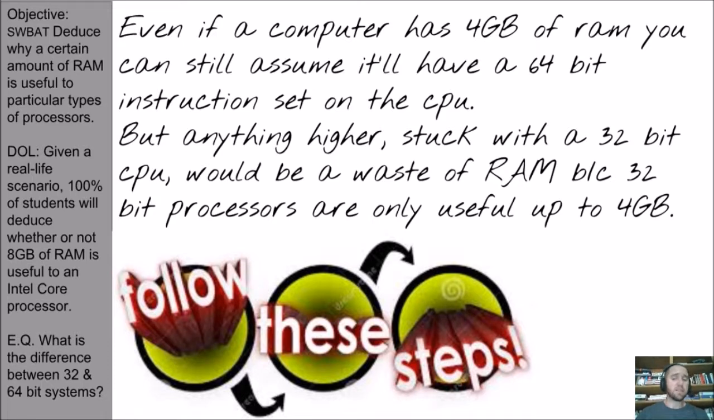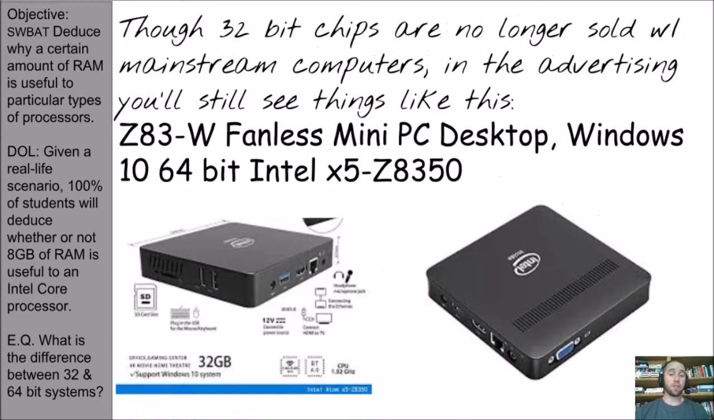There are a lot of videos out there that I'd recommend you watching to better understand how the instruction set connects to RAM. I will have a future lesson on that as well, but for today's lesson, we really want to focus on your ability to deduce why a certain amount of RAM is useful to only particular types of processors. And how would you do that? Well, we have to really get into some numbers here. The 32-bit chips are no longer sold with mainstream computers.